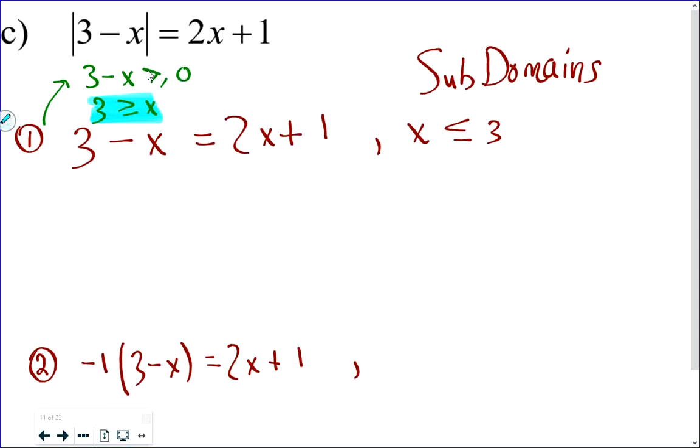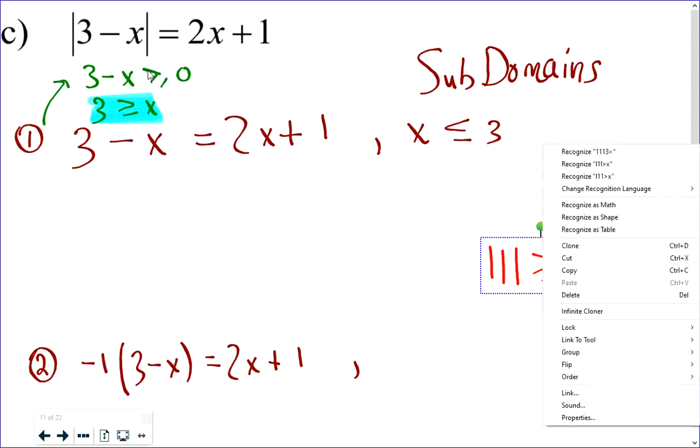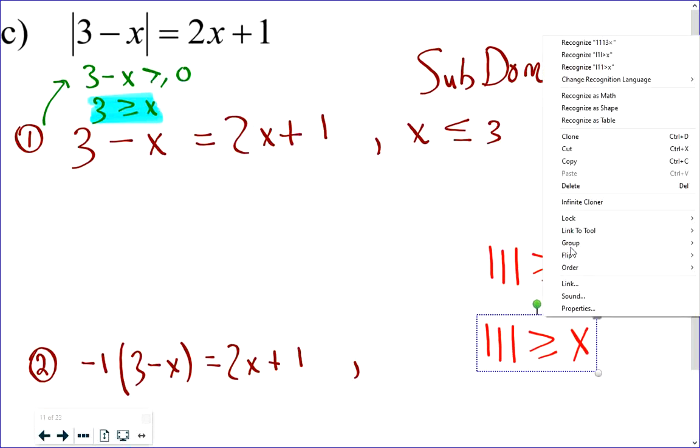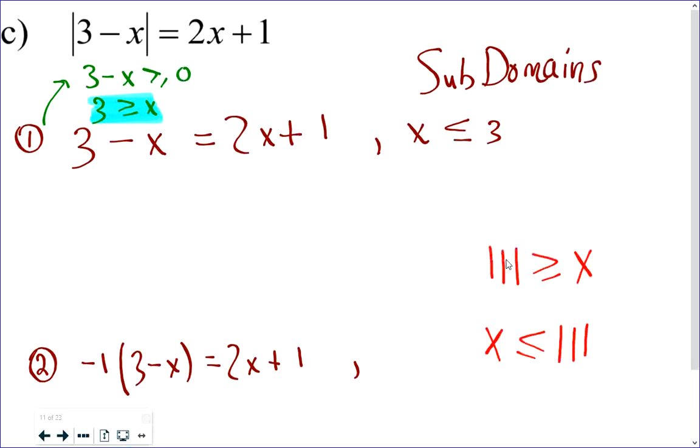I could also do the following. I'm going to symbolize the number 3 with 3 lines to make my point. If I flip that over, left to right, look what it says. It says x is less than or equal to 3.